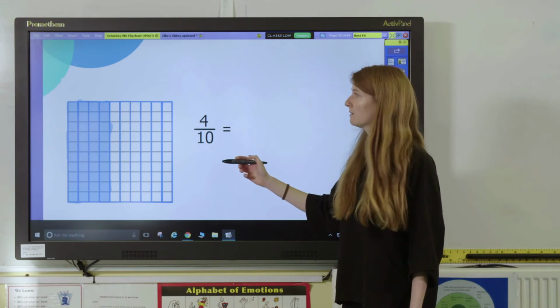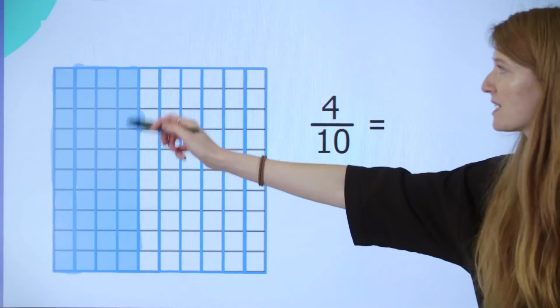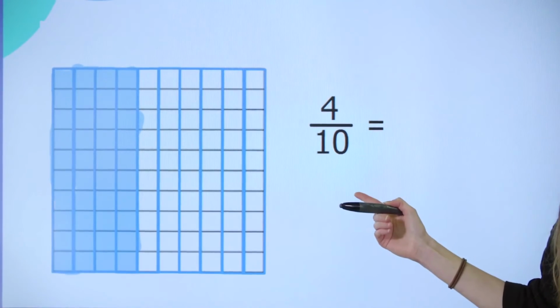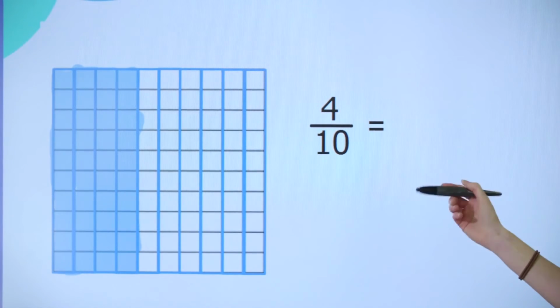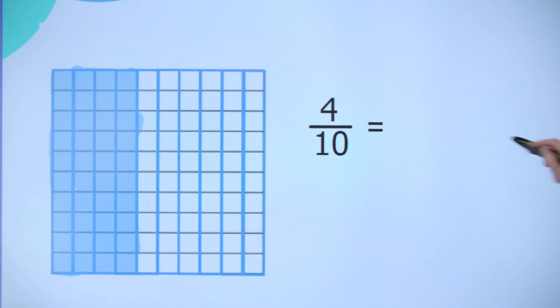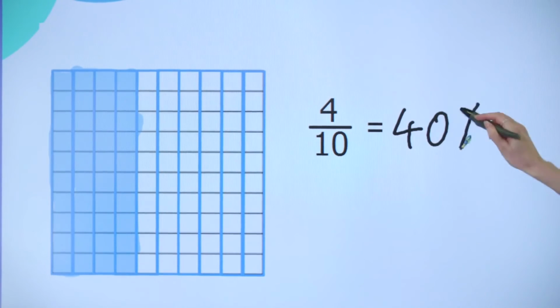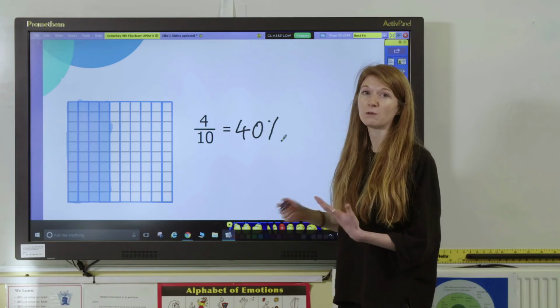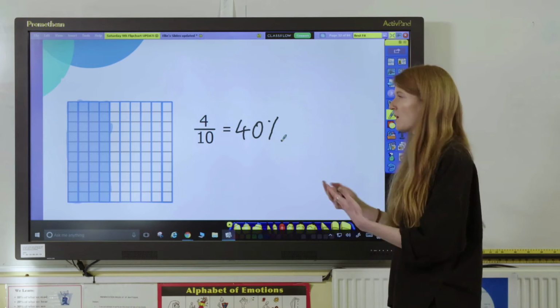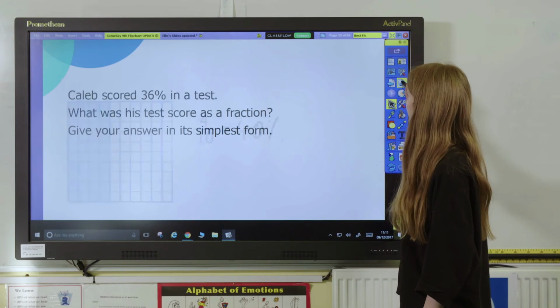4/10ths, similarly, we can see we have 10, 20, 30, 40 out of a possible 100, so we can convert it to 40%. And you might start off by using these visuals, but obviously you want pupils to be able to make those links eventually without having those there to help them.